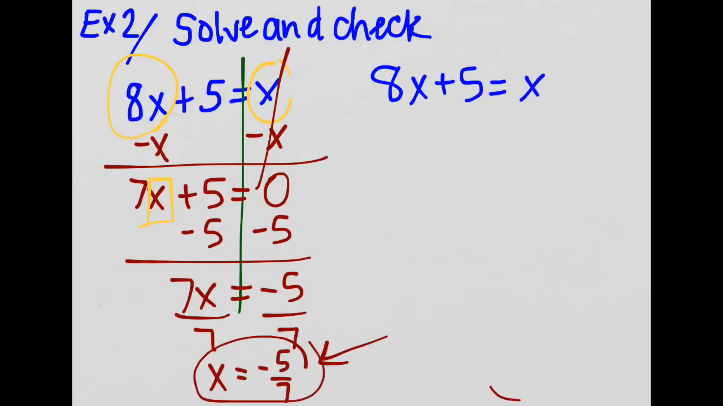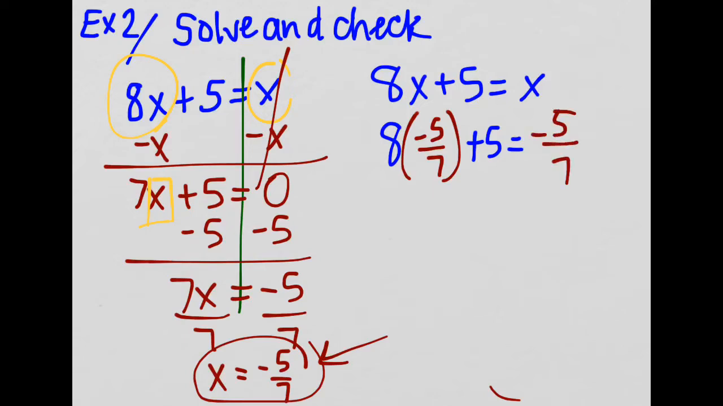And now remember, everywhere I found there to be an x, I need to use my negative 5/7. Not just one spot, every single spot. Okay, so now technically this is an 8 over 1, and when you're multiplying fractions, remember, just multiply the numerator across and the denominator across. That gives me negative 40/7 plus 5, but I know that I want to add 5, but I can't add just a 5 over 1.